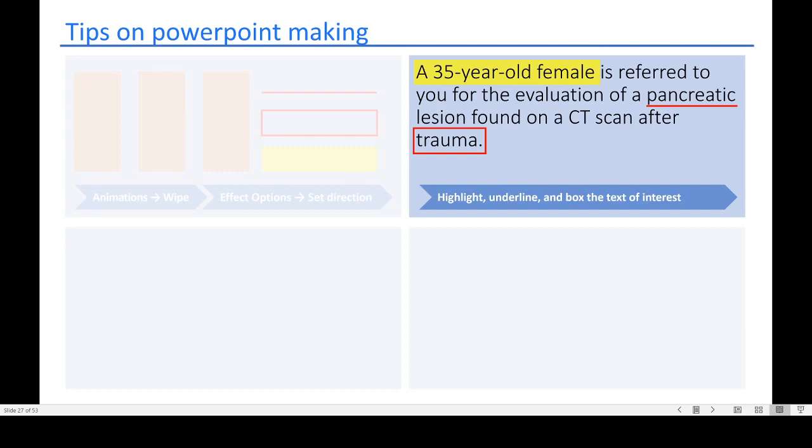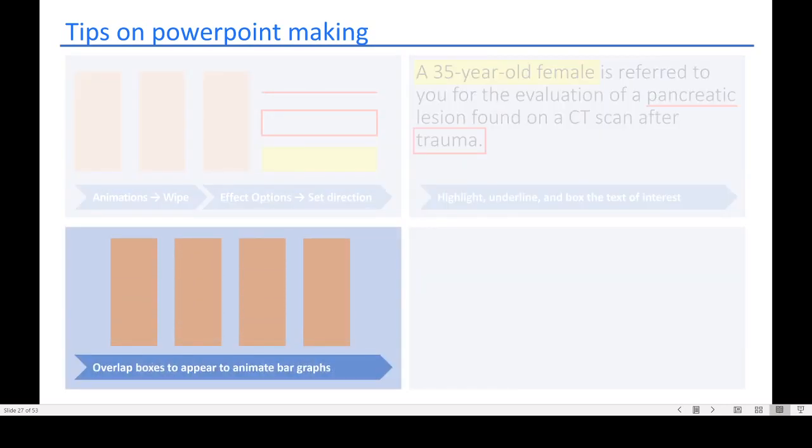So all of these effects were done using just wipe for pretty much everything, and that was using just the text. And now I'll show you what you can do with using wipe on boxes. So let's draw some boxes.